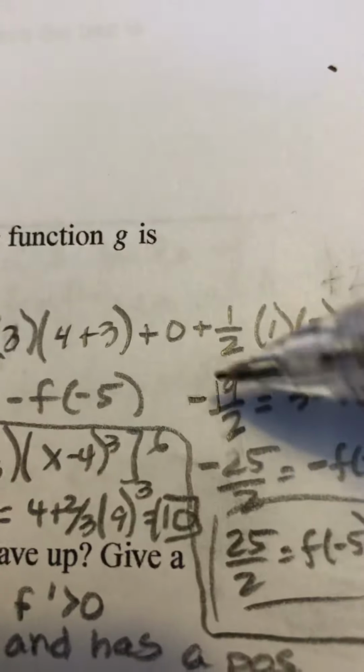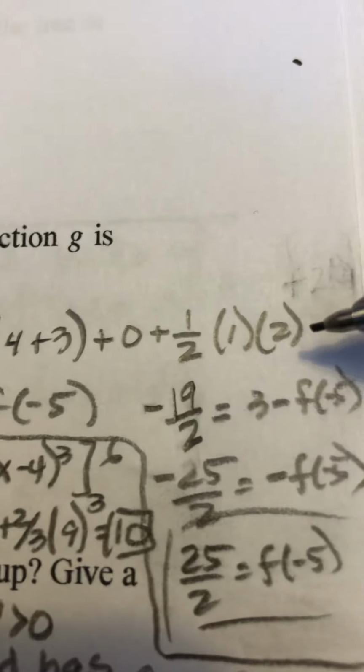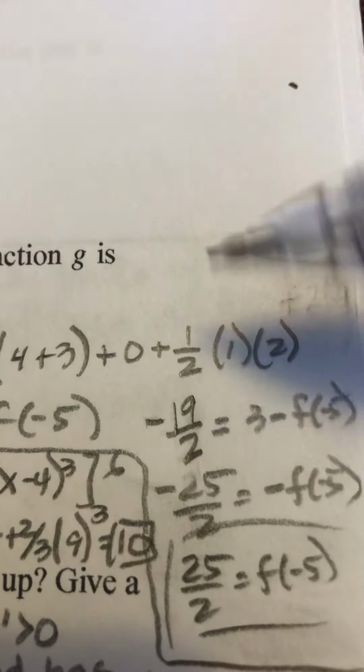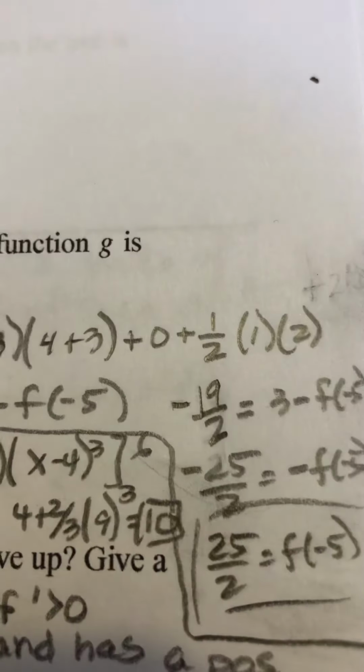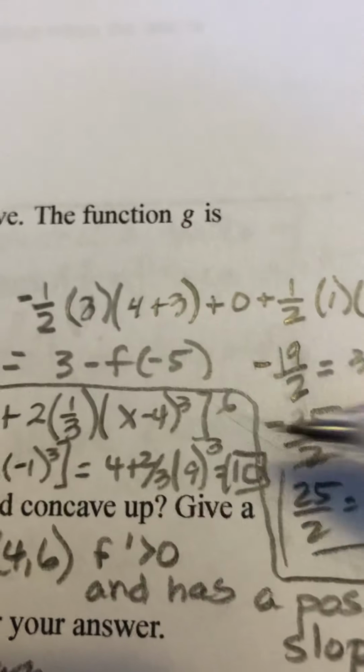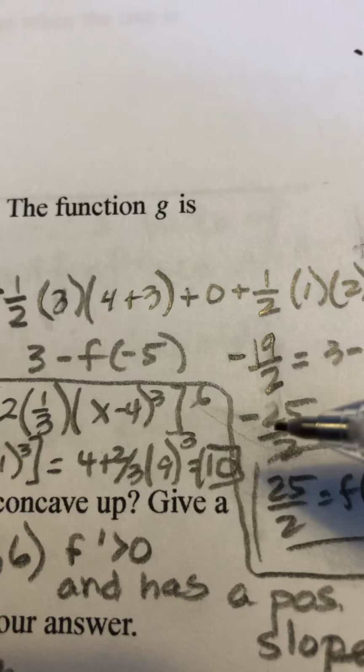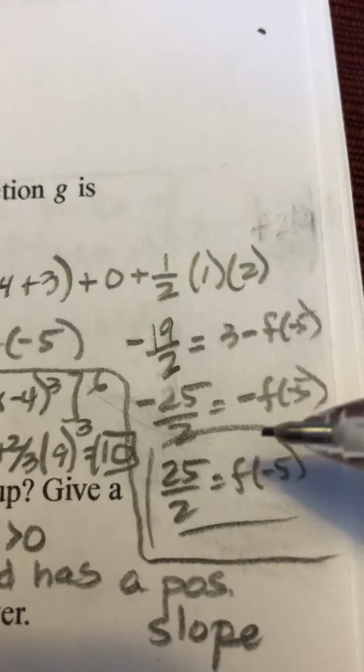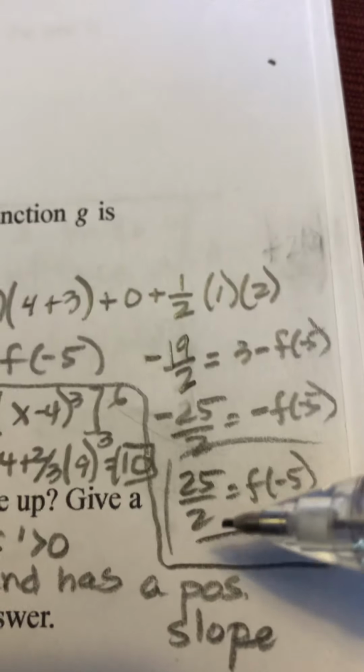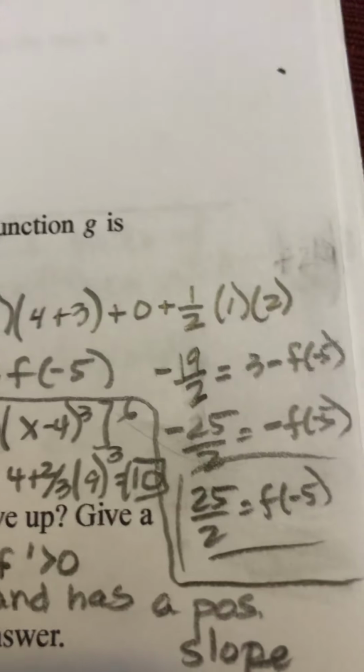So we sum all that stuff up, it gives us negative 19 over 2 equals 3 minus f of negative 5. Move the 3 over, which is 6 over 2. So negative 19 over 2 minus 6 over 2 is negative 25 over 2 equals negative f of negative 5. So 25 over 2 equals f of negative 5.